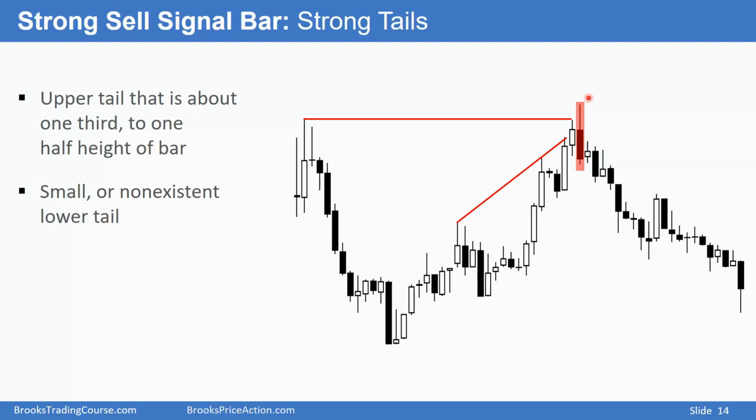Ideally, you want the tail on top to be about 1/3 to 1/2 of the height of the bar. Again, these perfect bars are rare, so don't wait for them. But when you see them, they have a higher probability of leading to a profitable trade when the context is good.